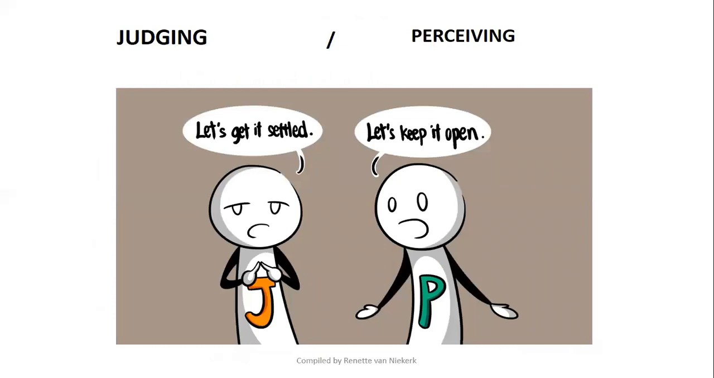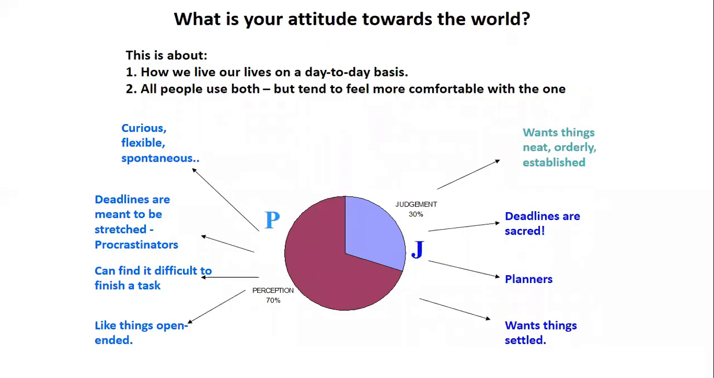And then finally, the Jung Personality Questionnaire shows me whether you are more of a judge or more of a perceiver. Judging or perceiving is about your attitude towards the world. So, this is about how we live our lives on a day-to-day basis. And remember, all people use both modes, but we tend to feel more comfortable with the one than the other.